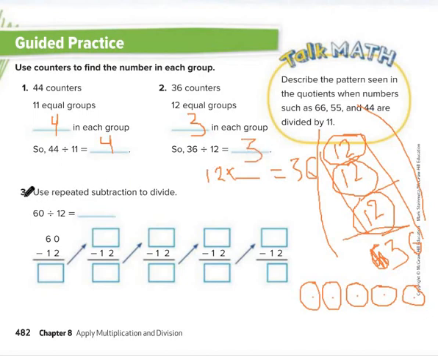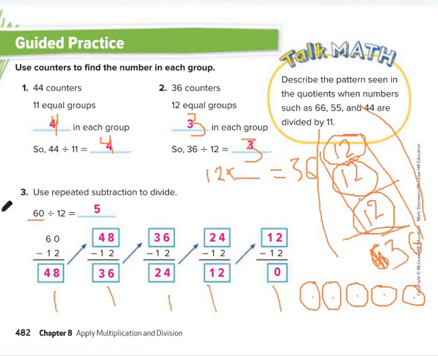Now let's see question number 3. Use repeated subtraction to divide. It's the inverse of this way. In repeated subtraction, when we divide, we have to start with the largest number and then subtract 12 each time. 60 minus 12 equals 48, and then 48 minus 12 equals 36. 36 minus 12 equals 24. Now 24 minus 12 equals 12. Finally, 12 minus 12 equals 0. So let's count: 1, 2, 3, 4, and 5. We subtracted 5 times, so 60 divided by 12 equals 5.